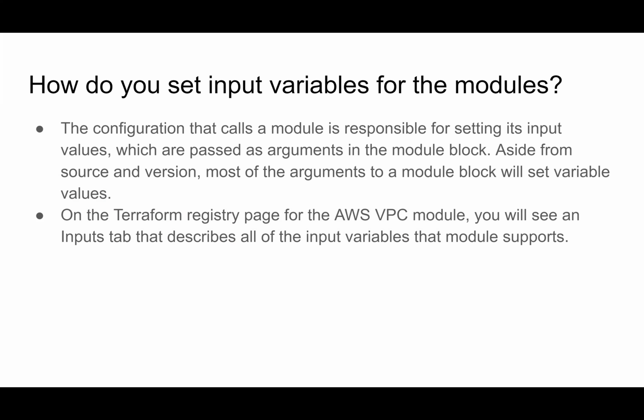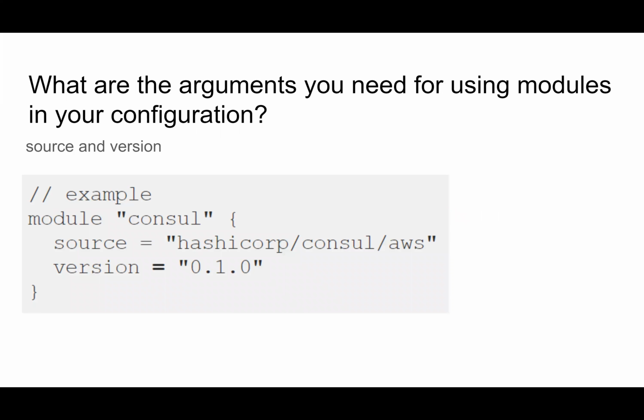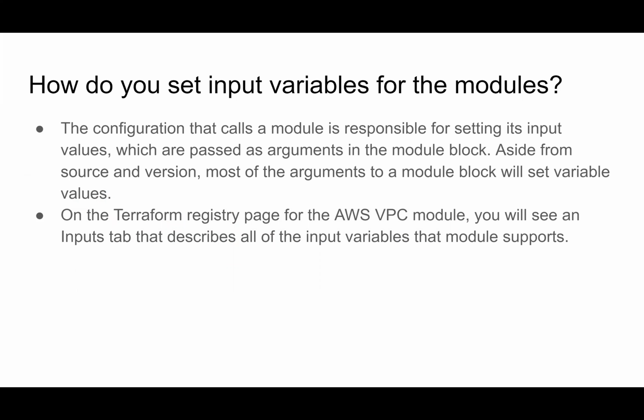How do you set input variables for the modules? The configuration that calls a module is responsible for setting its input values, which are passed as arguments into the module block. Aside from source and version, most arguments to a module block will set variable values.